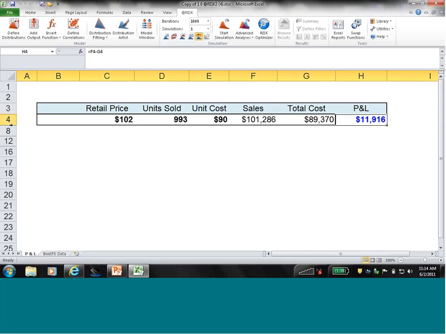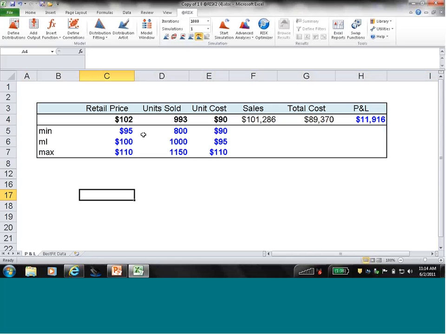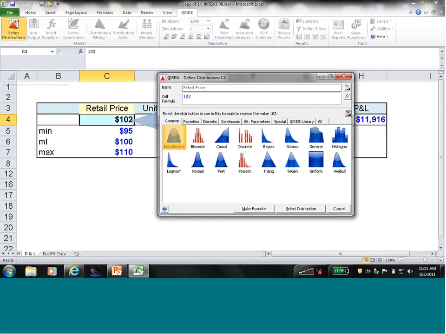So the first thing I'm going to do is unhide some data. And we need to first, I'm sorry, I'll take a step back here. The first thing we're going to need to do is define some inputs and define some outputs. That's the first thing you do when wanting to run a Monte Carlo simulation. So if we click on retail price and click define distribution, we're now able to select a distribution to put in this cell from our distribution palette that's over here.